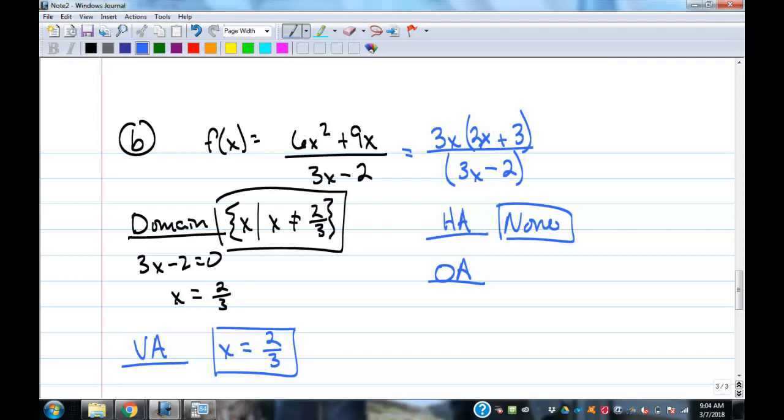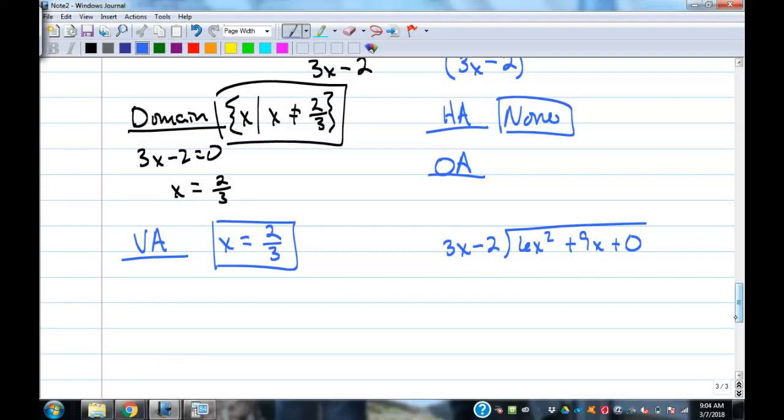So how do we find that? We got to do that division. 3x minus 2 into 6x squared plus 9x. I'm going to go ahead and put plus 0 on the end. I don't think it'll matter too much, but might be helpful to have there. Okay, now, what times 3x gives me 6x squared? 2x. Let's say 6x squared minus 4x. Subtract. 9 minus negative 4. All right, got to be smart here. What times 3 gives me 13?